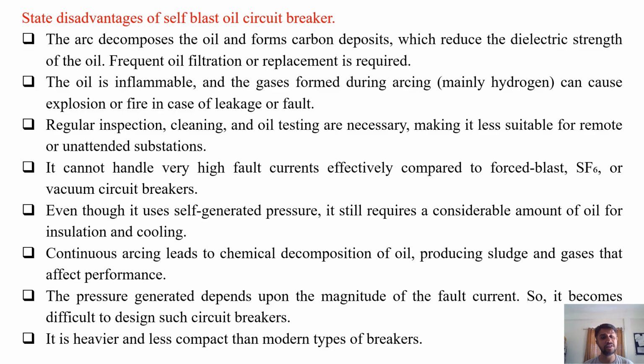Even though it uses self-generated pressure, it still requires a considerable amount of oil for insulation as well as cooling purposes. Continuous arcing leads to chemical decomposition of oil, producing sludge and gases that affect its performance. The pressure generated depends upon the magnitude of the fault current, so it becomes very difficult to design such type of breakers. It is heavier and less compact than modern types of circuit breakers that we are using. So these are several disadvantages of self-blast oil circuit breaker.